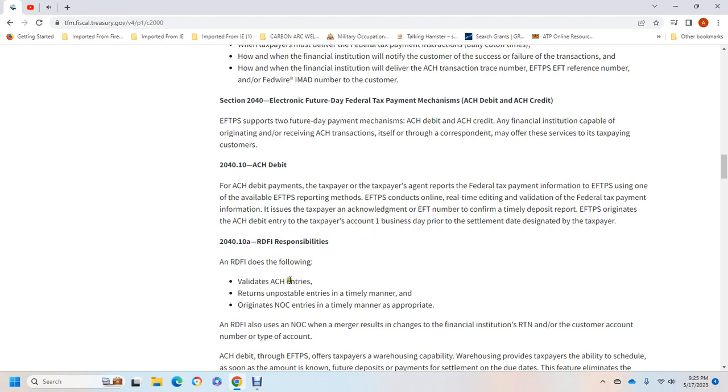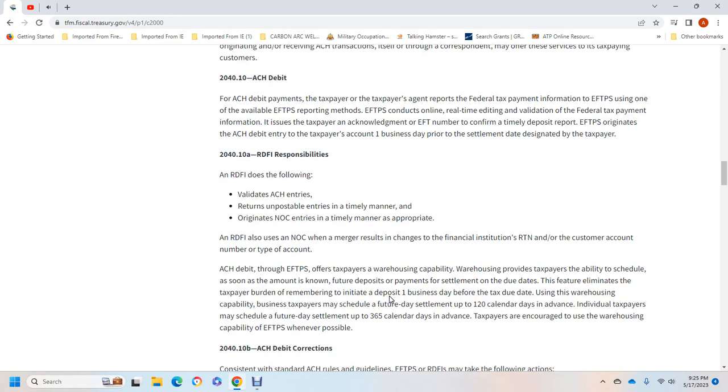2010 RDFI responsibility. The RDFI does the following: validates automatic clearinghouse entries, returns unpostable entries in a timely manner, or originates an NOC entry in a timely manner as appropriate. The RDFI uses the NOC for a merger result and change of the financial institution, the routing trace number, or the customer account number or type of account.